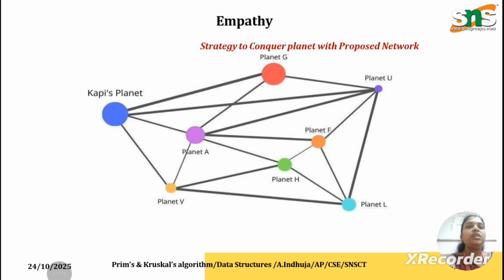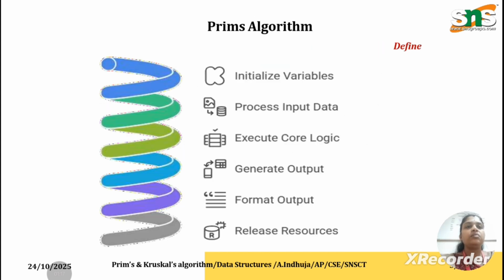So the aim here is to visit all the nodes. These are called nodes. The aim is to visit all the nodes from the source node and with the minimum cost. So this is the aim of this algorithm. Here we have two algorithms: one is Prim's algorithm and the other one is Kruskal's algorithm.